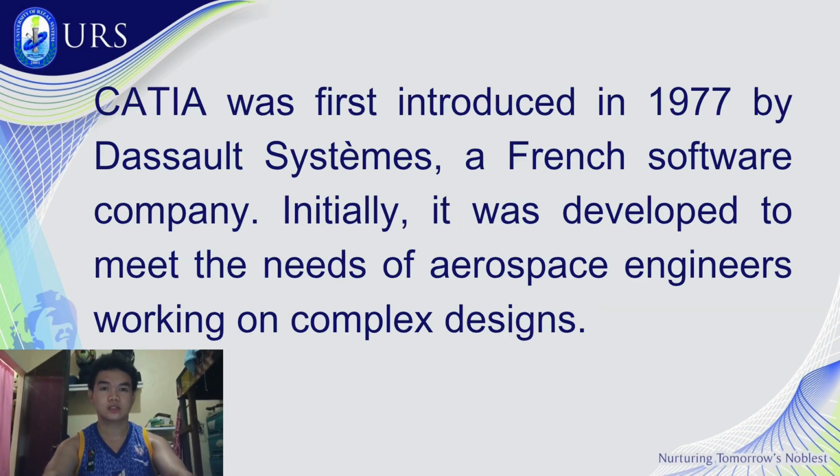CATIA was first introduced in 1977 by a French software company, Dassault Systems. It was originally developed for Dassault Aviation, who needed a better way to design advanced aircraft components. At the same time, traditional 2D drafting methods weren't effective enough for the complex shapes and systems involved in modern aircraft. So, CATIA was created to support 3D modeling and digital design, which gave engineers much more control and accuracy.